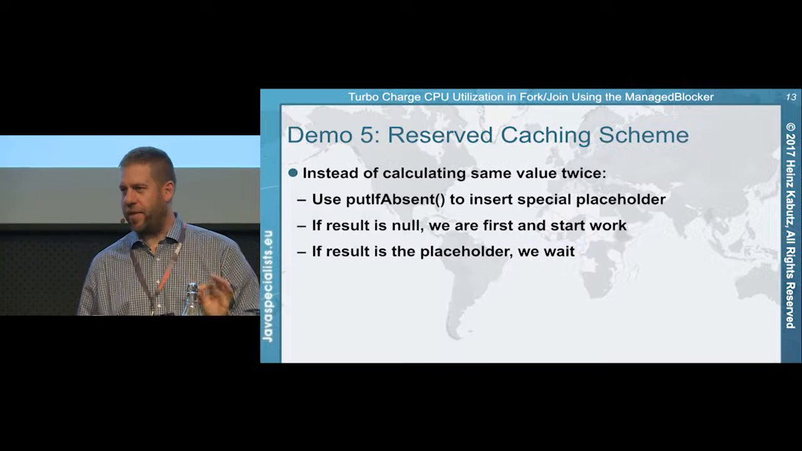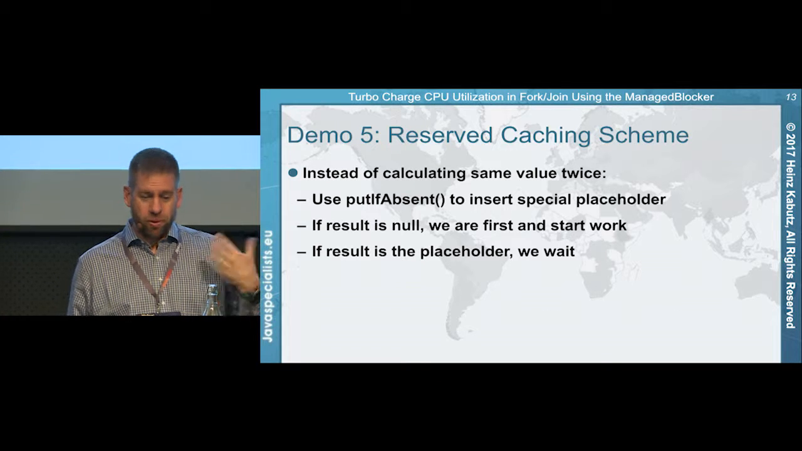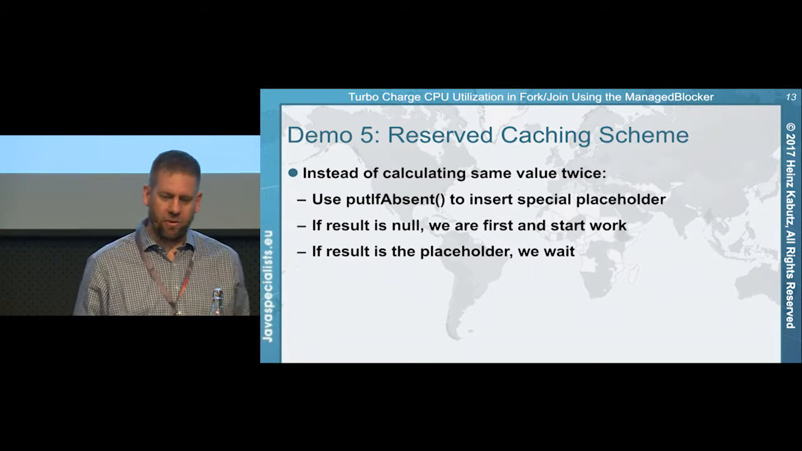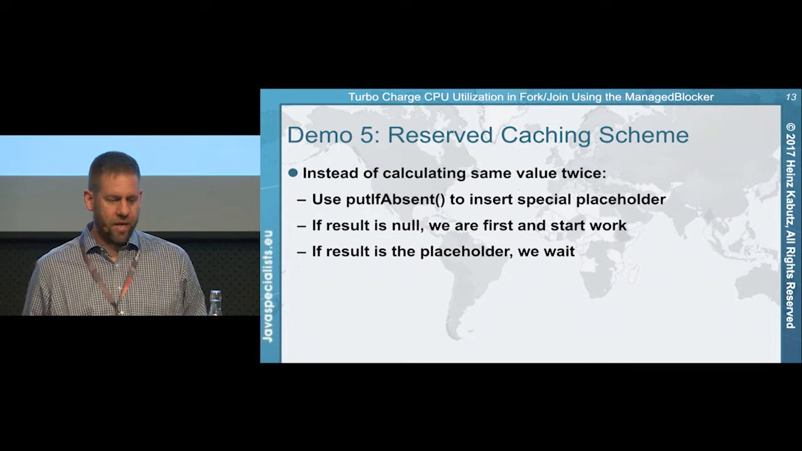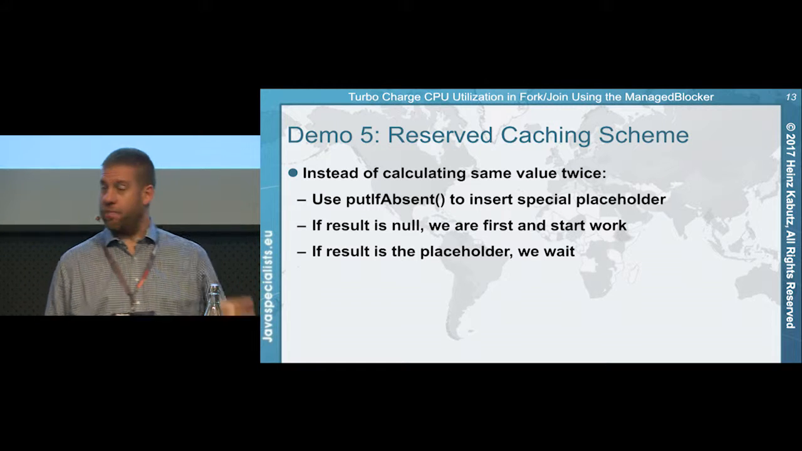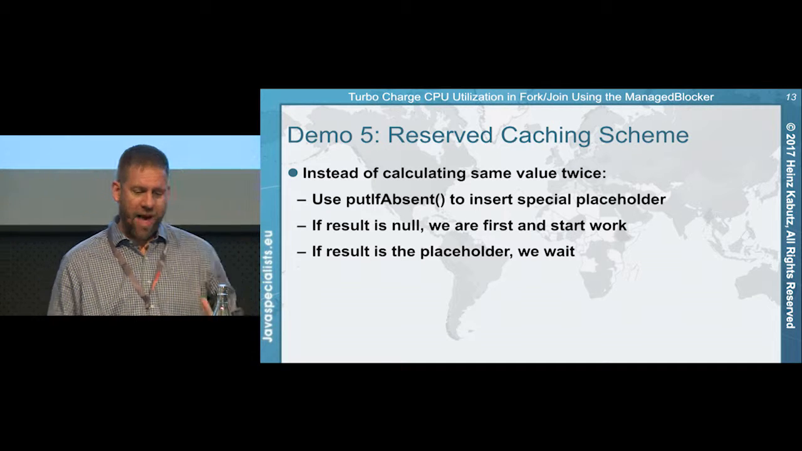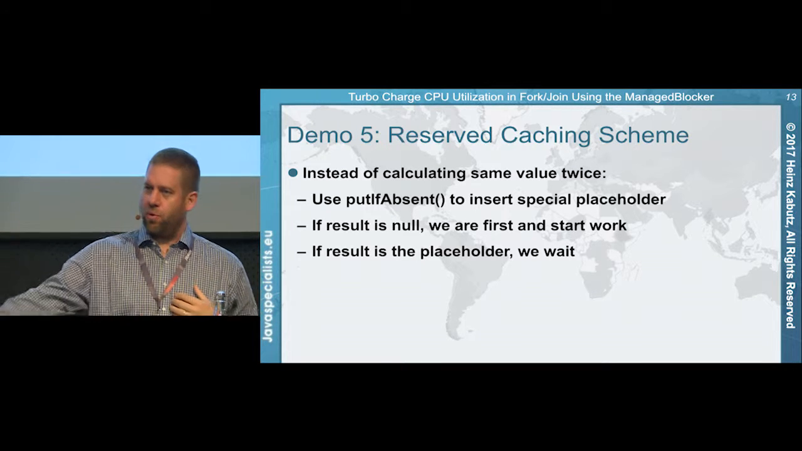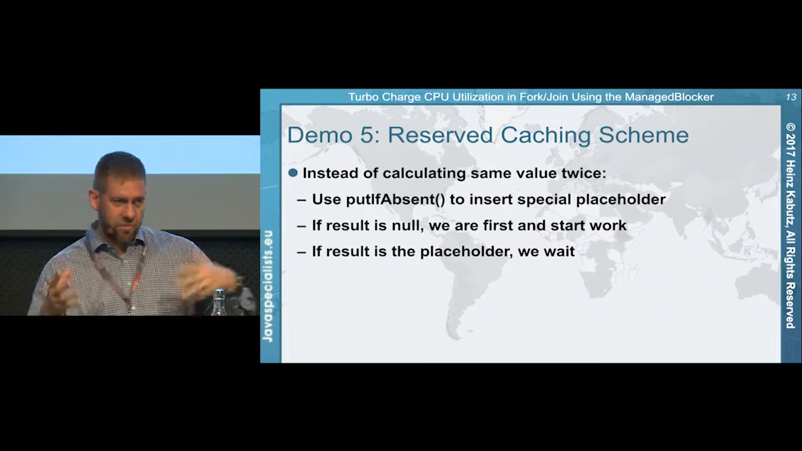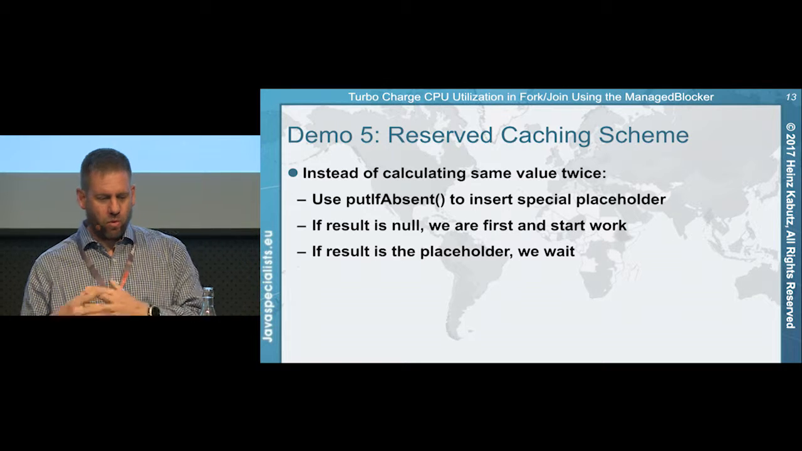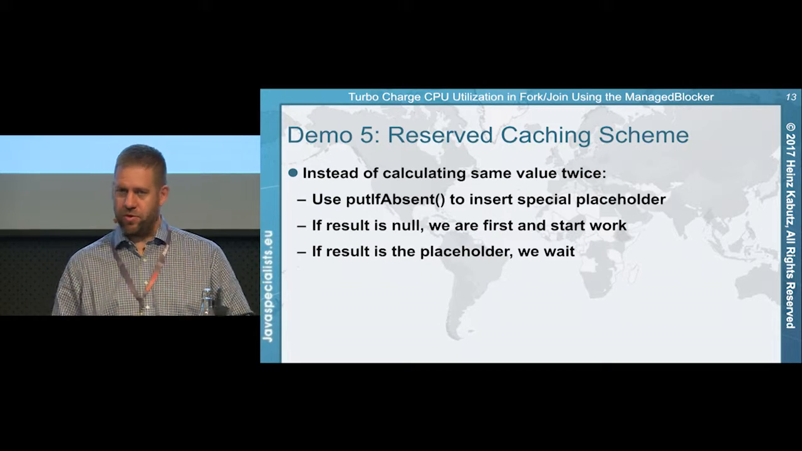Instead of doing a get and then a put, we can use putIfAbsent to put a special placeholder into the map, which can later be replaced with the real value. So instead of saying get, we're going to say putIfAbsent, which is going to put in our placeholder. If the result that comes back is null, then we were the first to call putIfAbsent, and we can start working. If it's the special value, then we need to wait for the other thread to finish. And if it's neither of those two, then it's a finished value, and we can just return it.